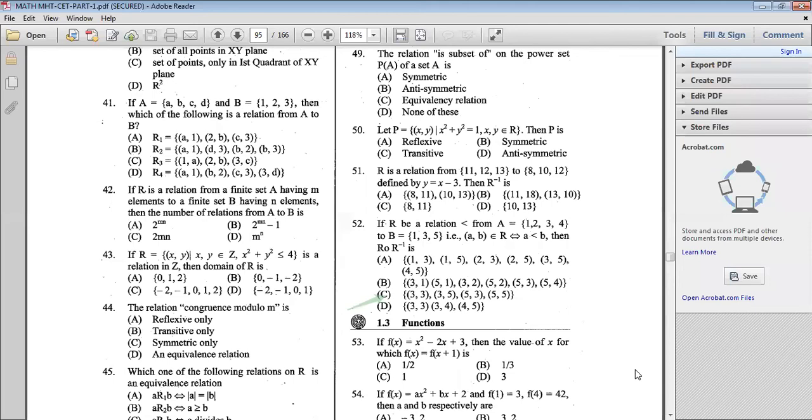Here the set A is given as 1, 2, 3, 4. Set B is 1, 3, 5. The relation is that a related to b such that a is less than b, where small a we have to take from set A and small b we have to take from set B.